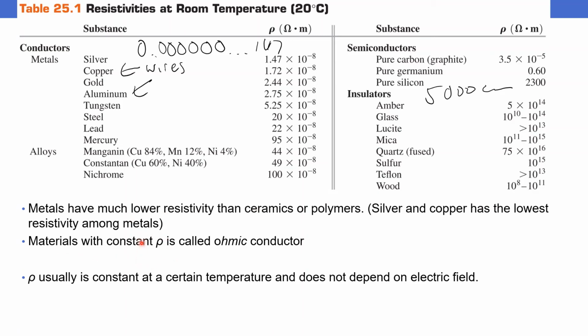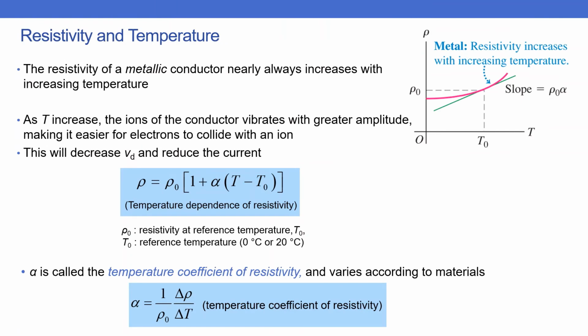Materials with constant resistivity are called ohmic conductors. Resistivity usually is a constant number at a certain temperature and does not depend on the electric field. So rho is usually constant. However, it is only constant at a certain temperature. So let's see what is the relation between rho and temperature. The resistivity of a metallic conductor nearly always increases with increasing temperature. This is a graph showing the resistivity and the temperature for a metal. If we increase the temperature, the resistivity will also increase.